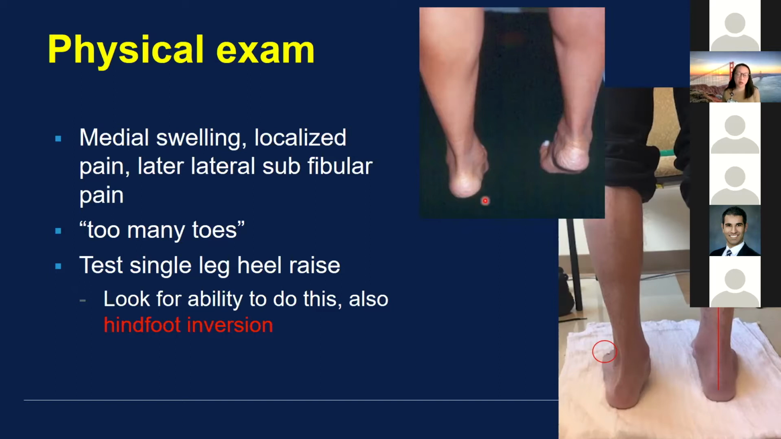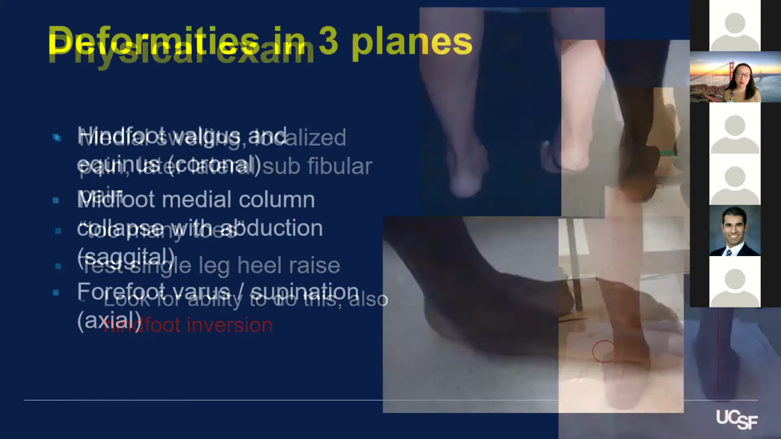And then you also want to have them do a single, or you can have them do a double. Oftentimes I start patients on a double heel rise. And what you're looking at is two things. Number one, can they actually get their heel off the ground? And then two, you want to see some inversion, right? Because again, going back to our biomechanics talk, when the posterior tib tendon fires, it inverts the subtalar joint. So you want to see that. So with a healthy posterior tib, you're going to be able to see that hindfoot inversion.